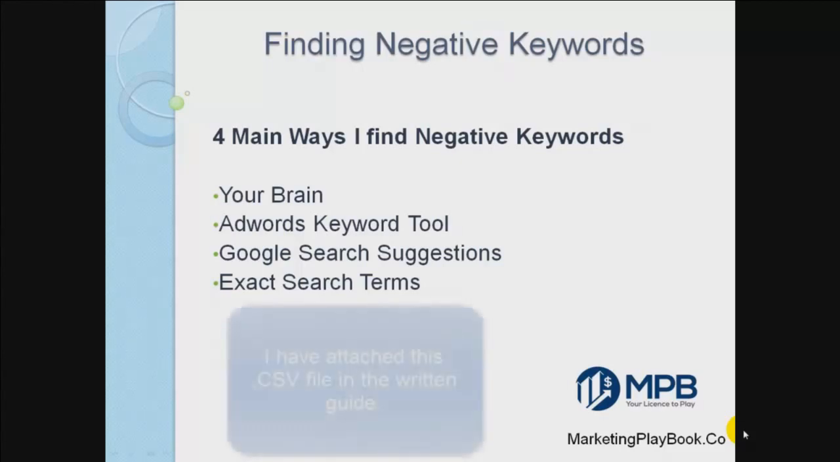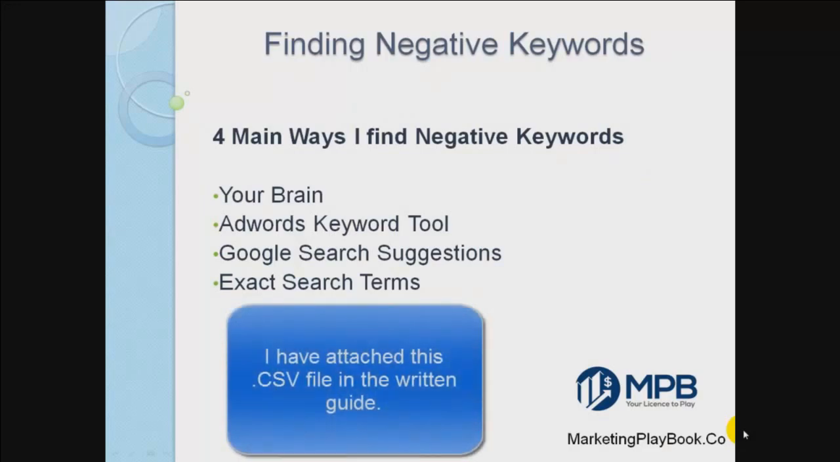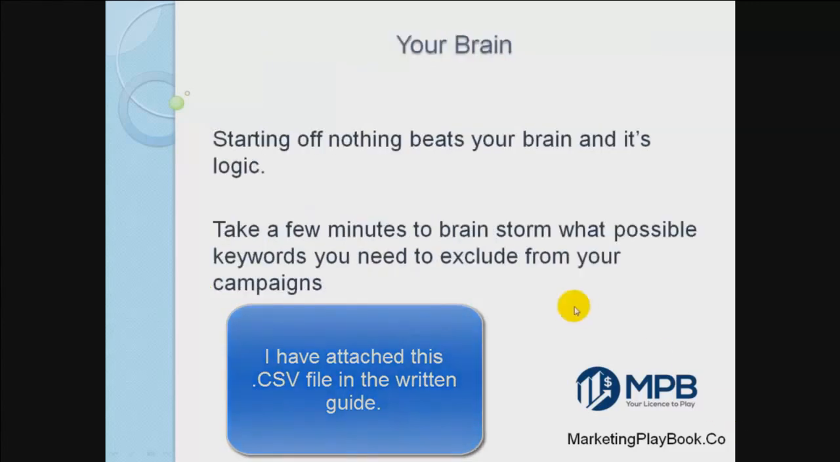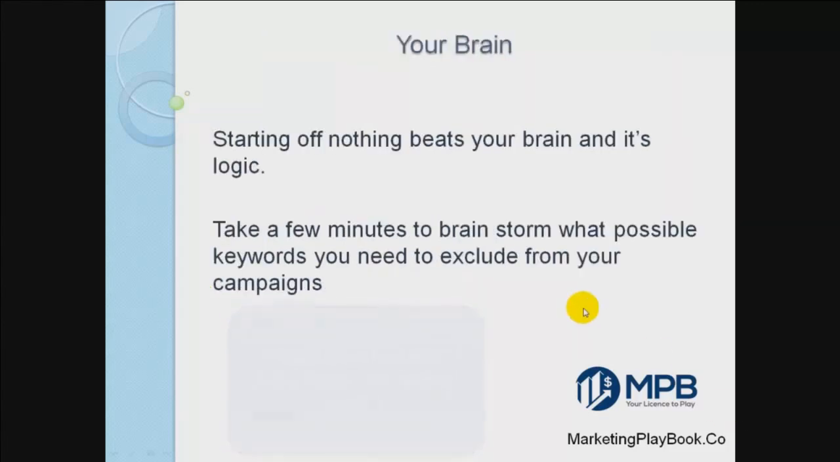So the four main ways which I find negative keywords are going to be the same ways that I use to find my keywords, and those are going to be your brain, the AdWords keyword tool, Google search suggestions, and exact search terms. So starting off, nothing's going to beat your brain and the logic and brain power that you have. You know your industry better than anyone, so you should be able to think, hey, what other industries are similar to mine that I don't sell their product or services?